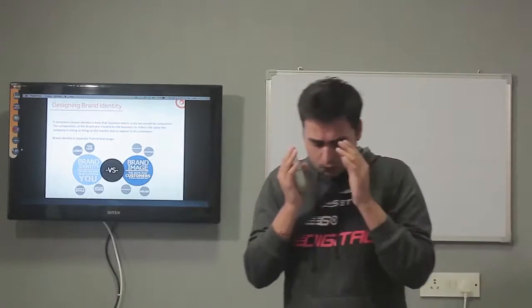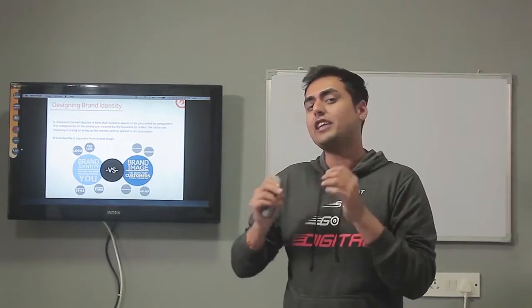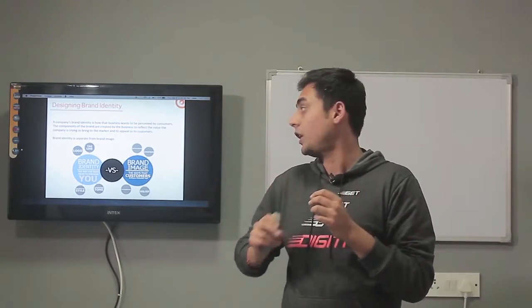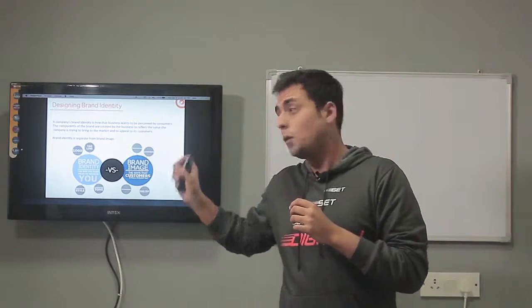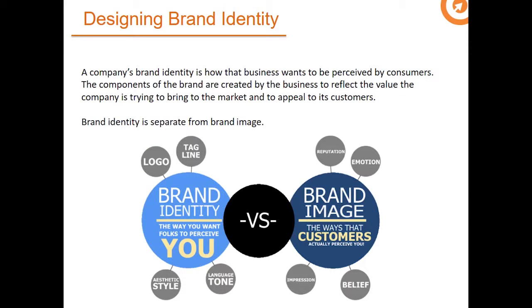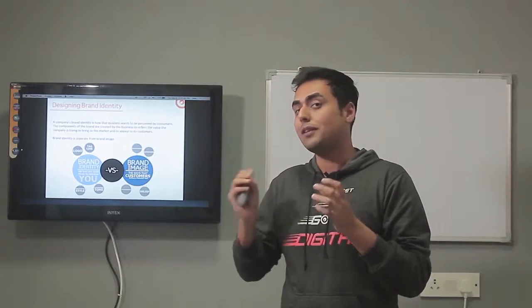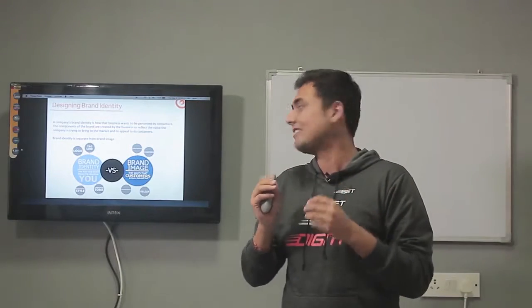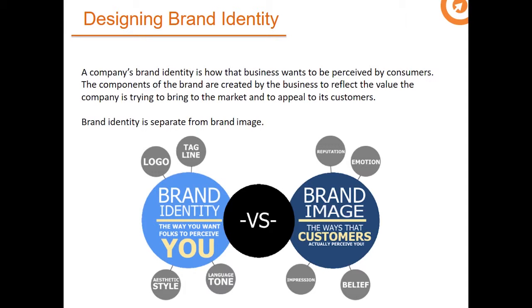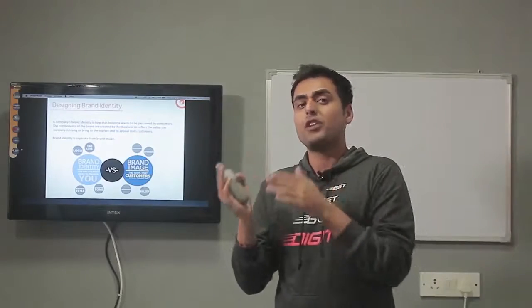When we talk about brand identity, there are three or four major things that we need to take care of, starting with logo, taglines, the aesthetic style, and the language, right? But when we talk about brand image, it covers things like reputation, emotion, belief, and the impression that the brand has created in the eyes of a consumer.